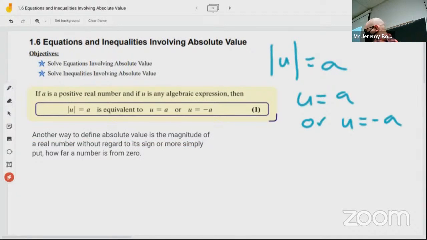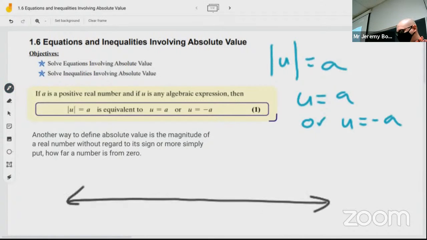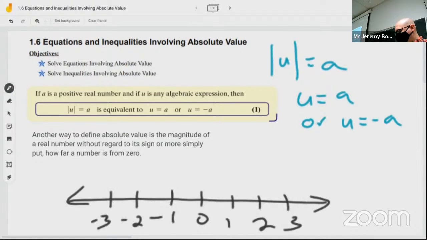Another way to define absolute value is the magnitude of a real number, which is a weird way to put it, but what that means is that it's how far a number is away from zero. So if you think about your number line, let's say zero is here, let's put 1, 2, 3, negative 1, negative 2, negative 3. Let's put a negative 4 in there. If we take the absolute value of 3, how far is 3 from 0? It's 1 unit, 2 units, 3 units away from 0. So its absolute value is 3.